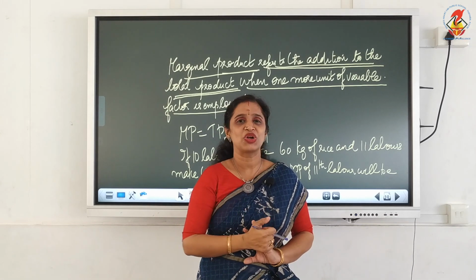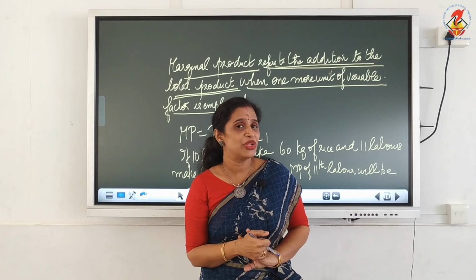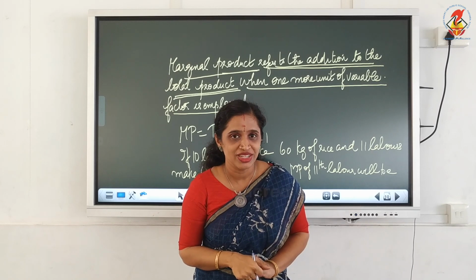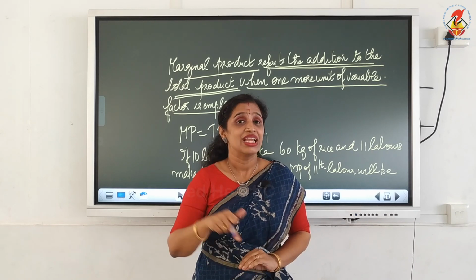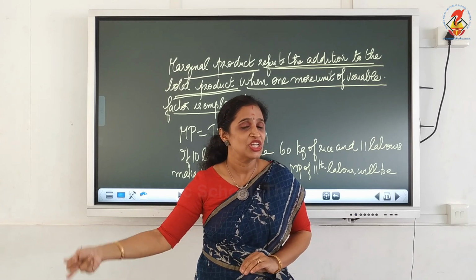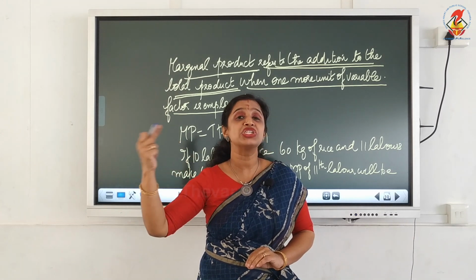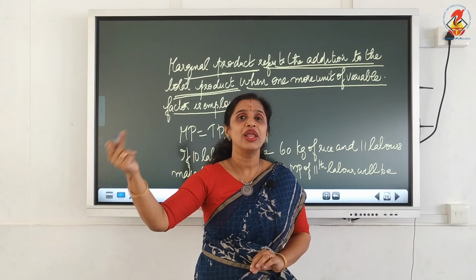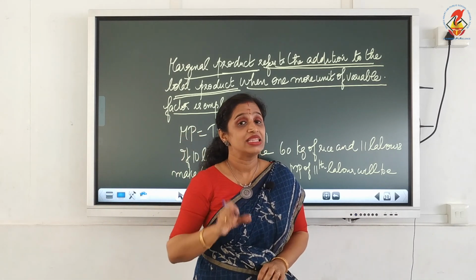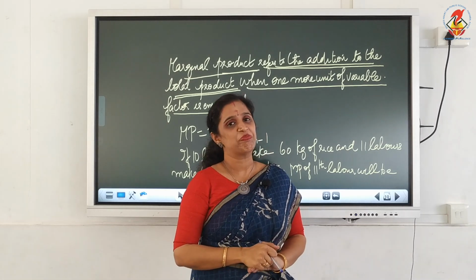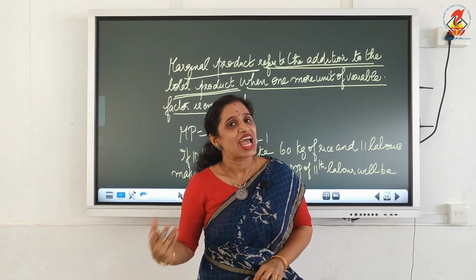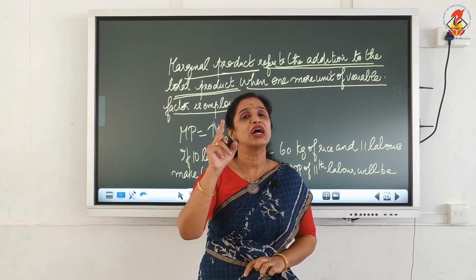I will connect it to total utility and marginal utility. What is marginal utility? Addition to the total utility when one more unit of orange is consumed. So here, instead of orange, we have used labor, because orange is for consumption, labor is for production. So how will you define marginal product? Addition to the total product when one more labor is added. What will happen to the total product when one more labor is added? That is known as marginal product.